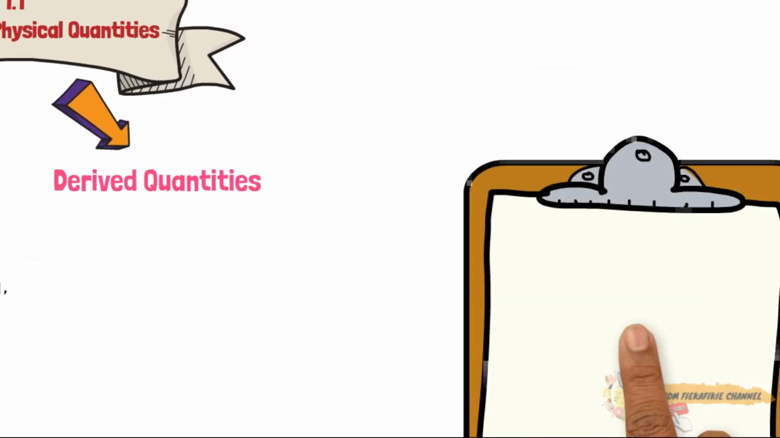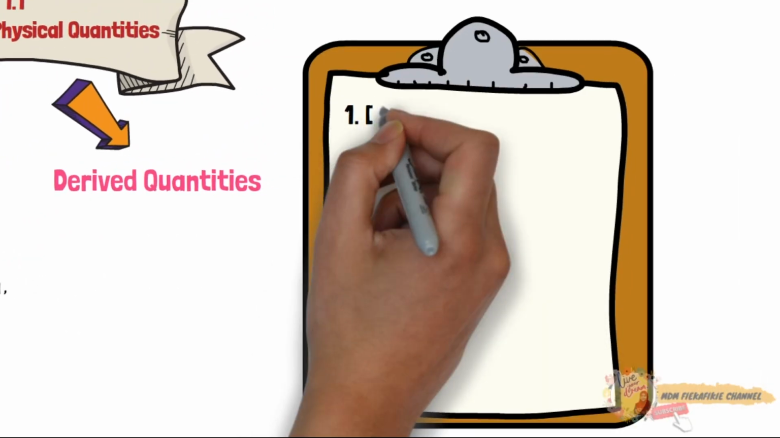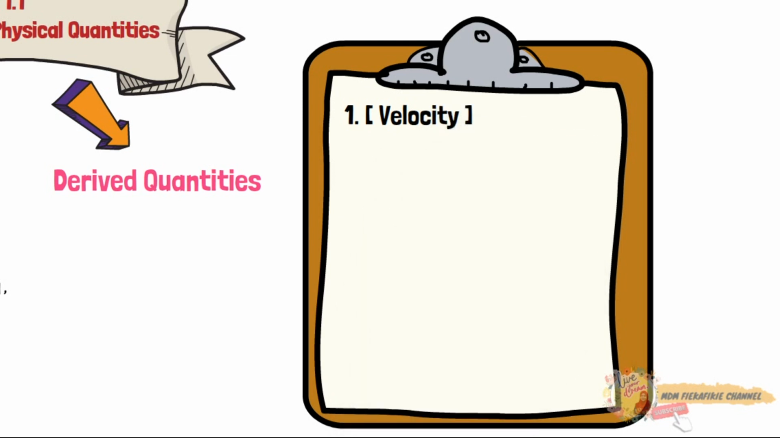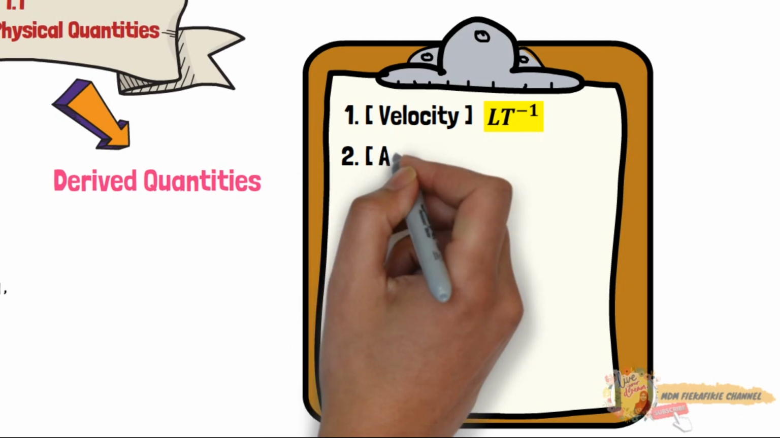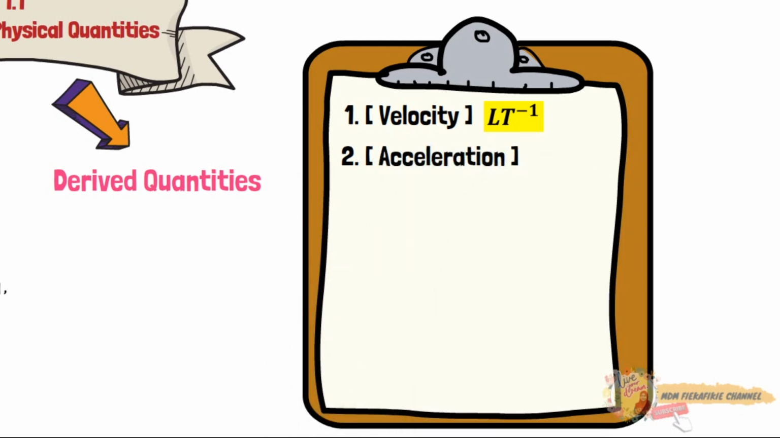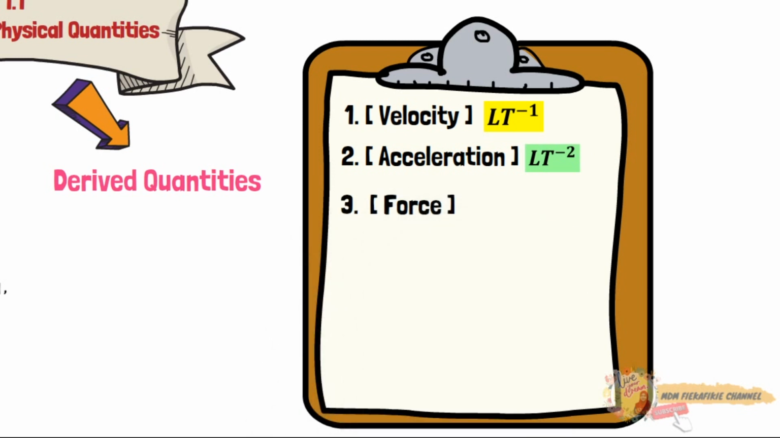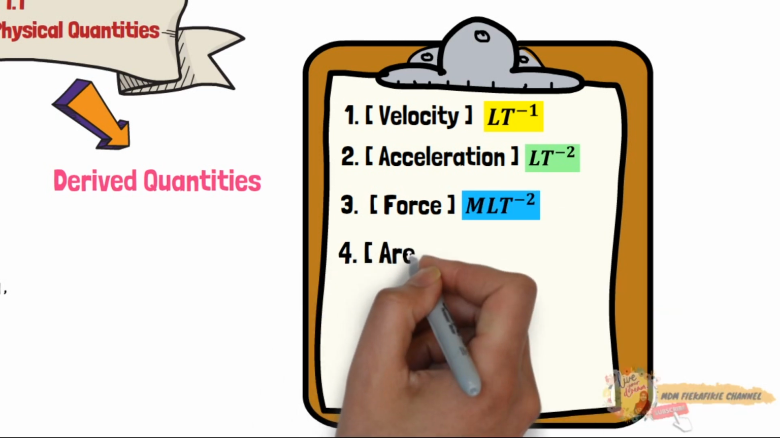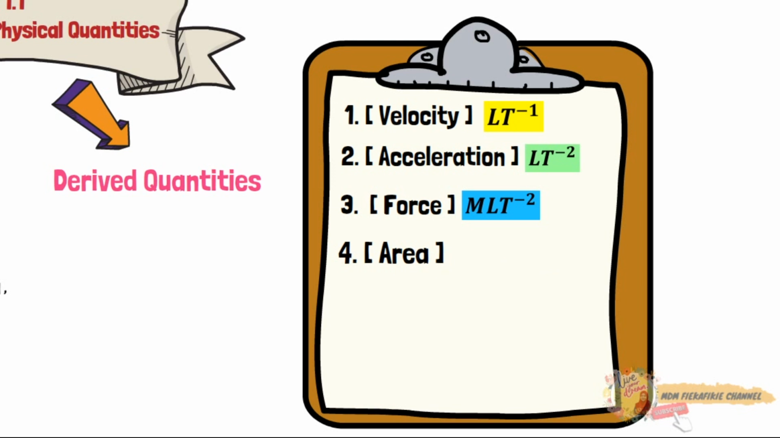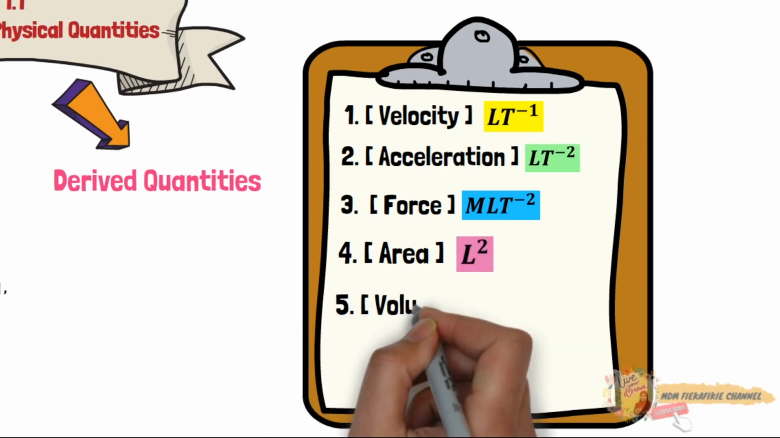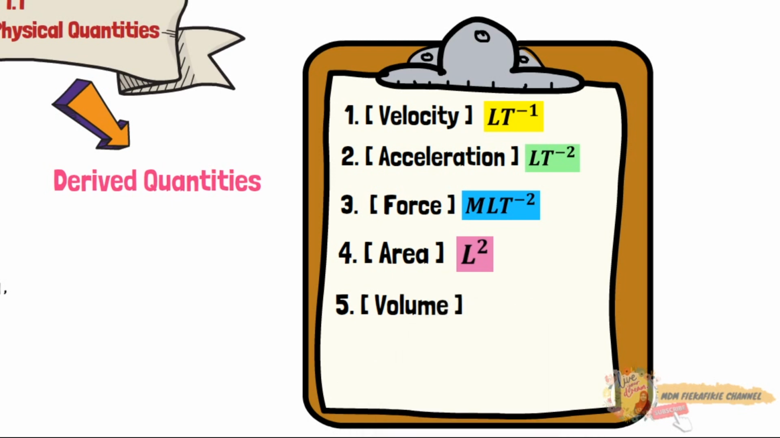Untuk derived quantities, contohnya seperti velocity and the dimension for velocity is LT -1. Untuk yang kedua, kita ada acceleration and the dimension is LT -2. Dan yang ketiga, kita recall balik force. Kita ada dimension force adalah MLT -2, kita ada area which is L kuasa 2. Dan yang seterusnya kita ada volume di mana dimensionnya adalah L power of 3.